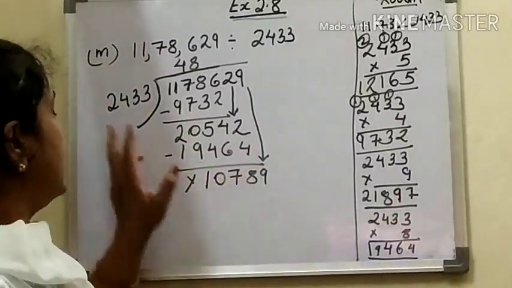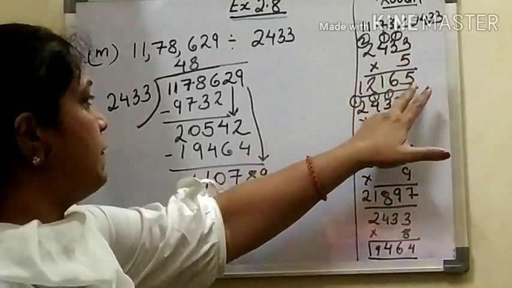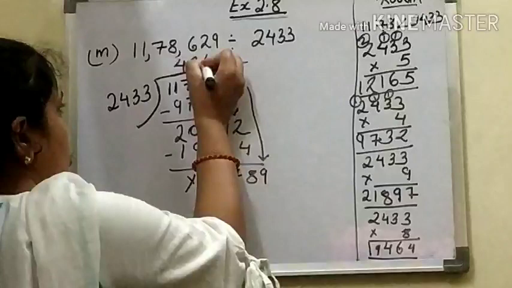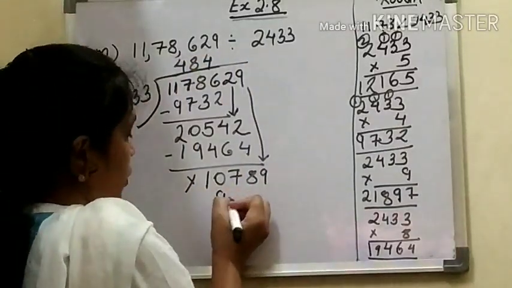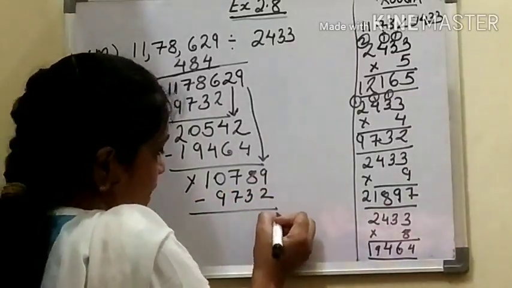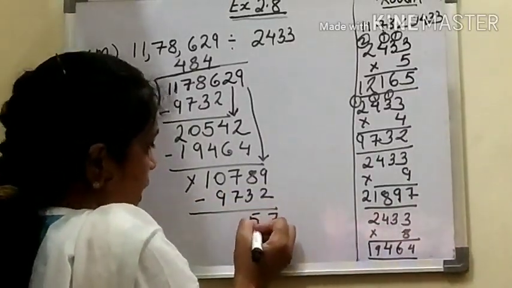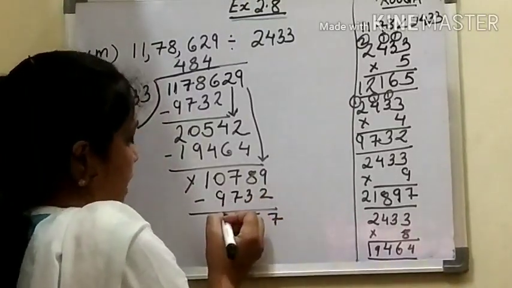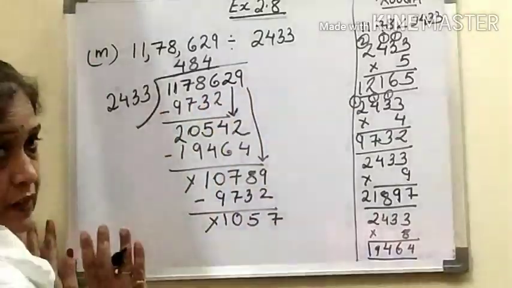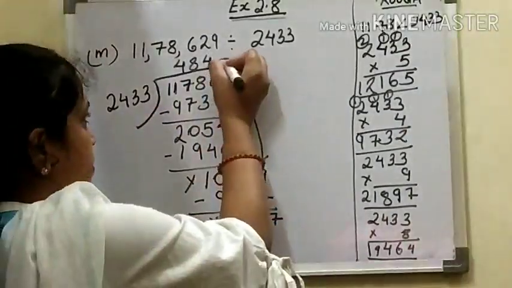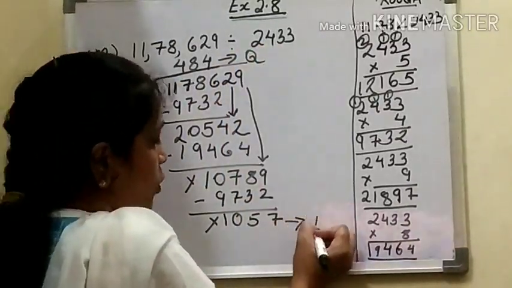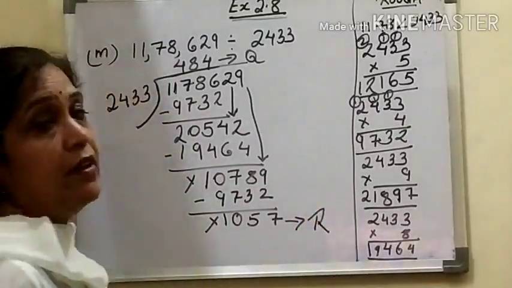Now we have to bring down the next digit, that is 9. 1078. Clearly we found that 2433 multiplied by 5 is 12165, which is a greater number. So again we will do by 4 only. We will do by 4 and what do we get? 9732. 9 minus 2, 7. 8 minus 3, 5. 7 minus 7, 0. 10 minus 9, 1. As we have completed all the digits, now our division is complete. So we got 484 as quotient and we got 1057 as remainder.